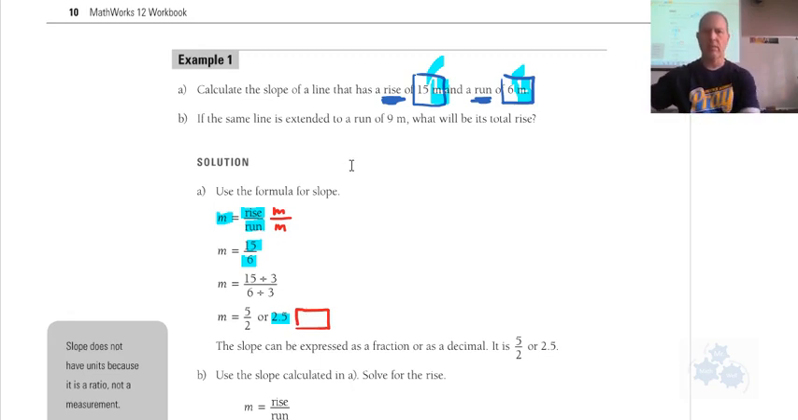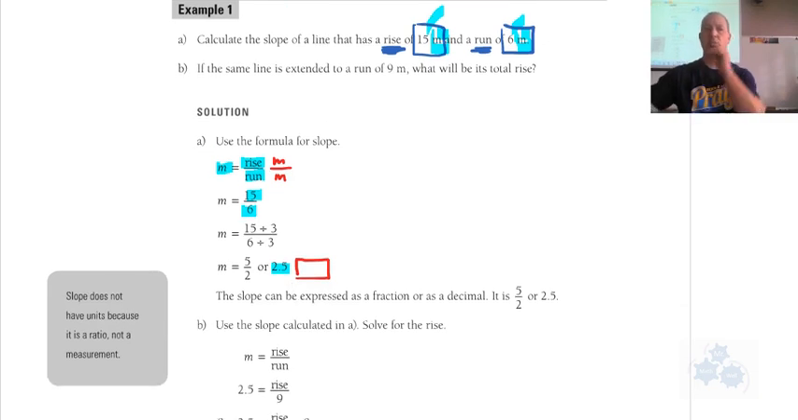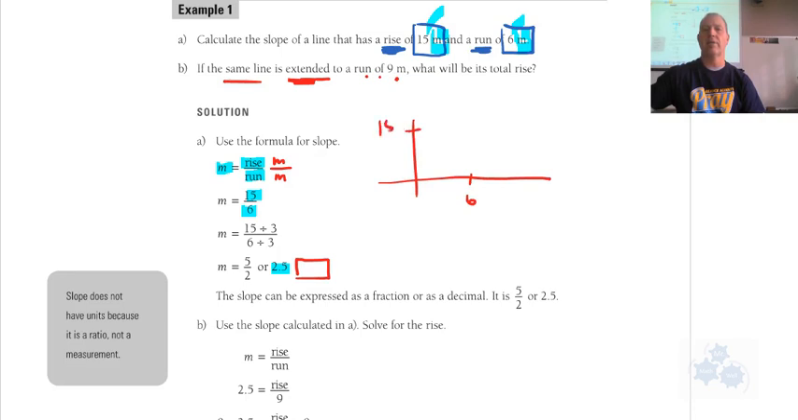Okay, this is interesting. This is where it takes it up a level. Part B says, if the same line is extended to a run of 9 meters, what will be its total rise? So a run of 6 meters here has a rise of 15 right here. A run of 9 has a rise of, and we don't know. So now we have to figure out what this is right here.